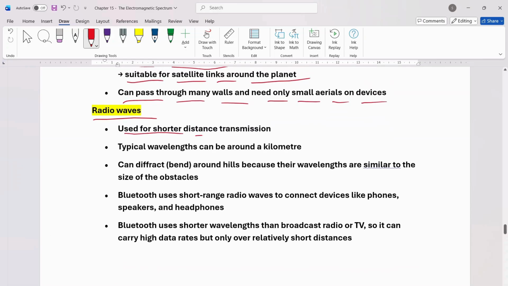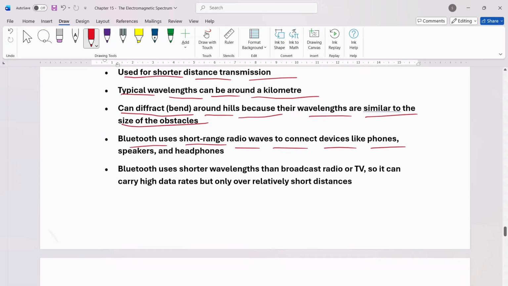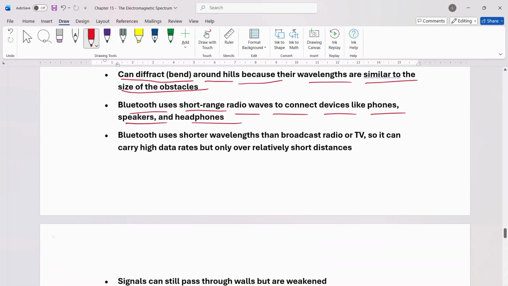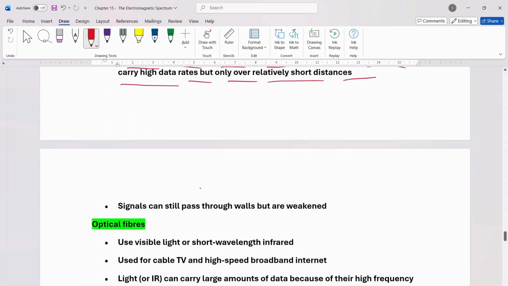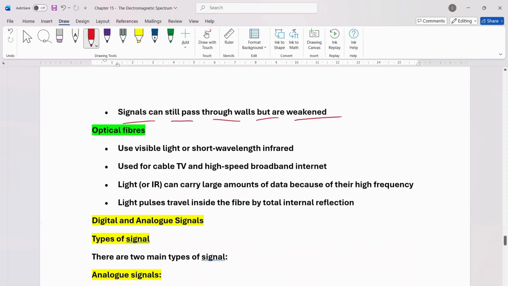Radio waves are used for shorter distance transmission. Typical wavelength can be around a kilometer, and they can diffract around hills because their wavelength is similar to the size of the obstacle. Bluetooth uses short range radio waves to connect devices like phones, speakers, and headphones. Bluetooth uses a shorter wavelength than broadcast radio or TV, so it can carry high data rates but only over relatively short distances. Signals can still pass through walls but are weakened.